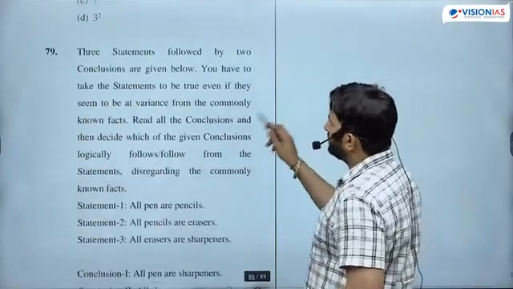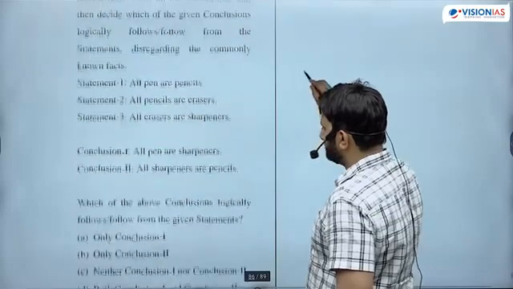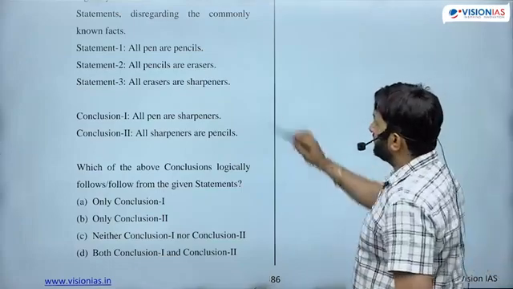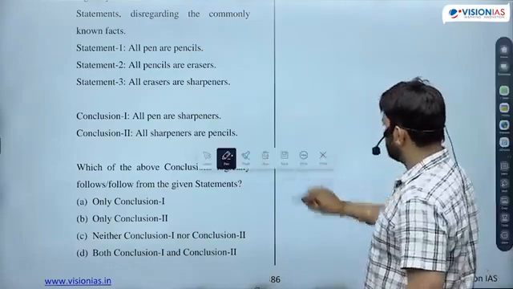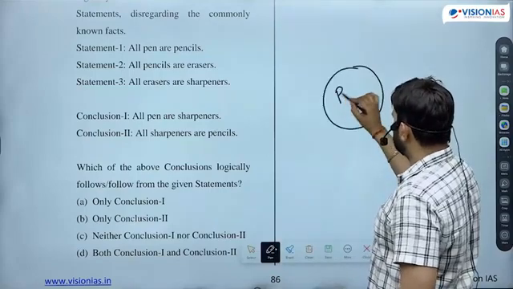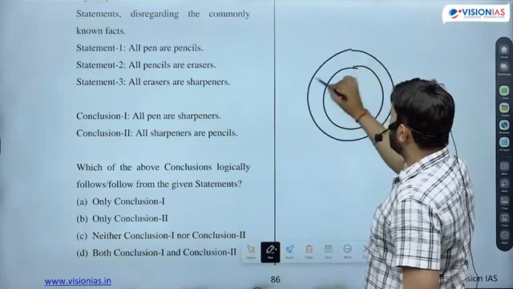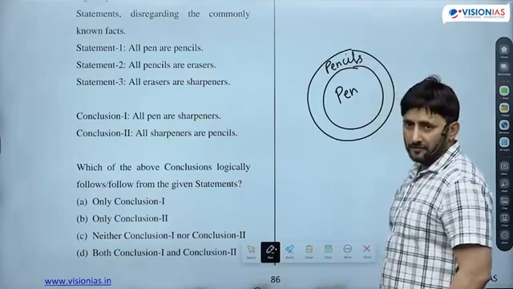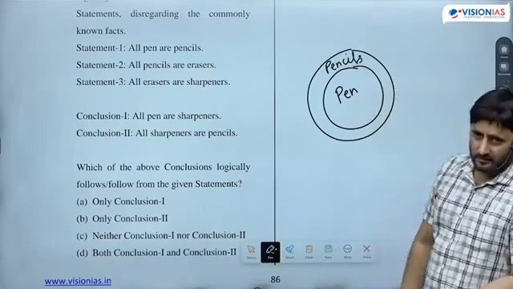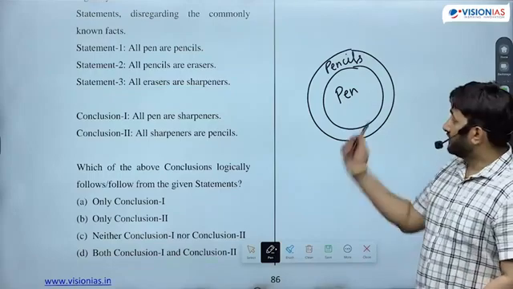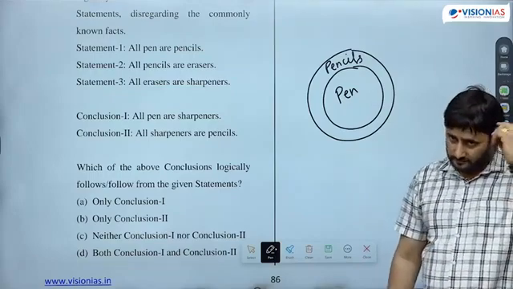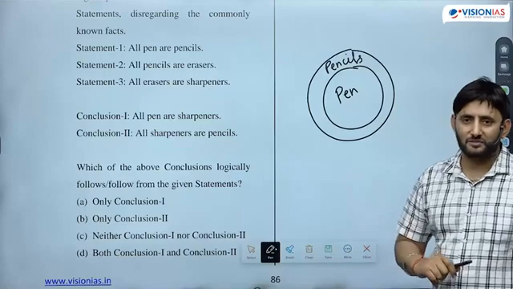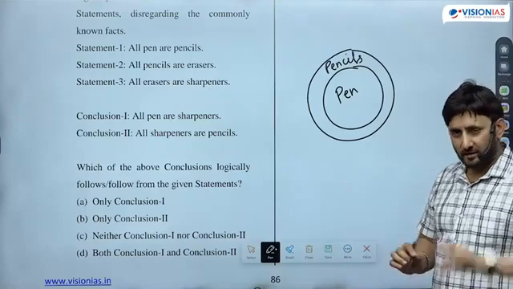Three statements followed by two conclusions are given. First statement, all pens are pencils. बच्चे कहना ही से some pencils are not pen. Can I say this? नहीं बच्चे. They can be overlapping circles also. तो ये overlapping circle भी तो बन सकता है ना? There can be a single circle also.